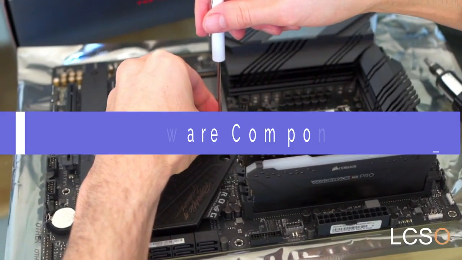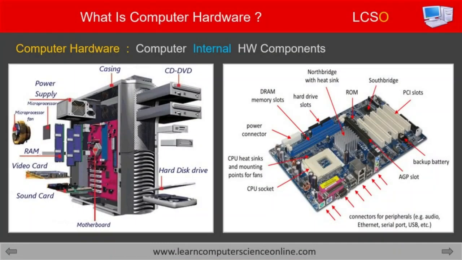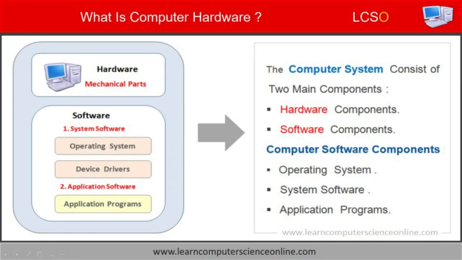In this video, we are going to discuss what is computer hardware. Let us first start with a simple introduction to the computer hardware. The computer system basically consists of two types of components. The two types of computer components are software components and the hardware components.